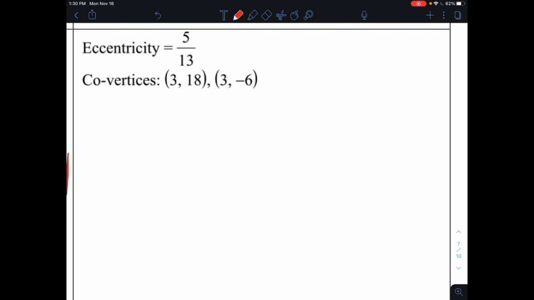This time we're given an ellipse that has an eccentricity of 5 over 13. I know it's an ellipse because the eccentricity is less than 1. So eccentricity is the ratio of c to a.